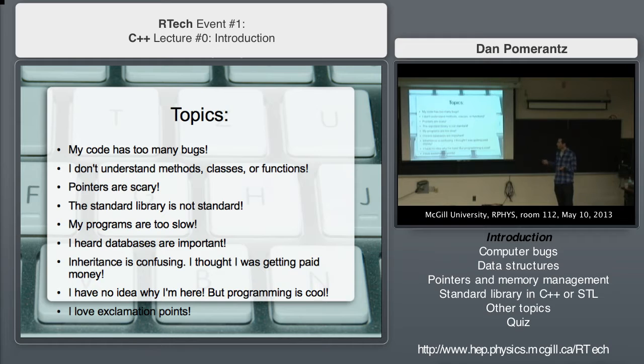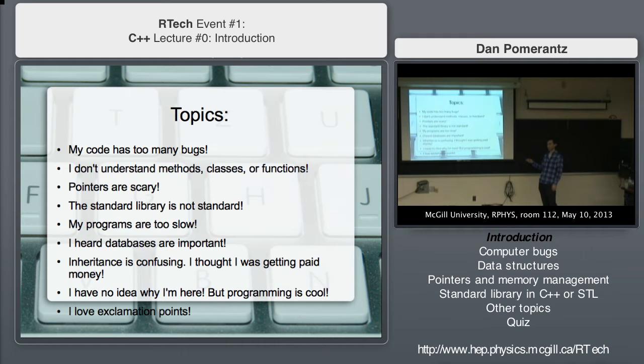Maybe you're not quite sure what methods, classes, and functions are, and you're trying to understand how these can actually be useful. You feel like they're just an overwhelming amount of syntax, and the benefit isn't quite clear. Pointers are scary. I think that's a very common claim that people make about C++, or if they're using stuff in C as well.